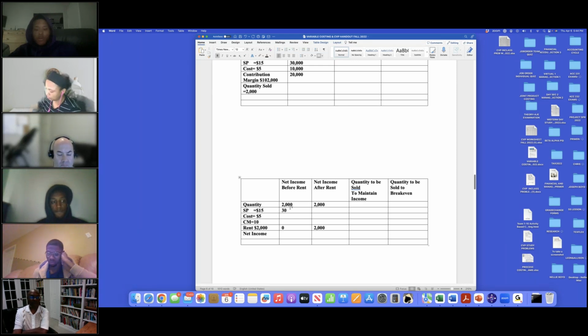30,000. Our cost is what? $5. 10,000. The total, right? You talking about the total, or just the cost? Okay, total cost. So our contribution margin in dollars is what? 20,000. We have no rent. There's no fixed costs. So the net income is 20,000. What's that net income going to be when we have to pay the rent and we sell 2,000?